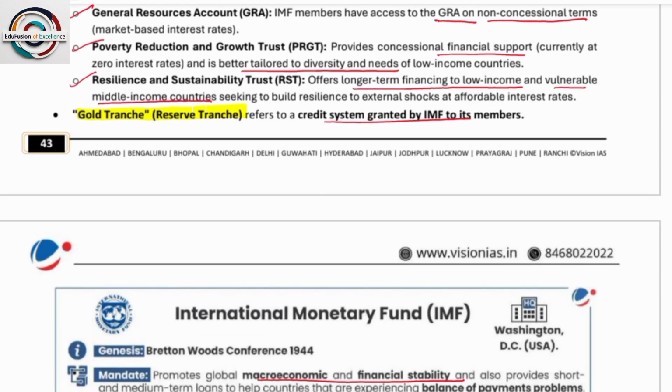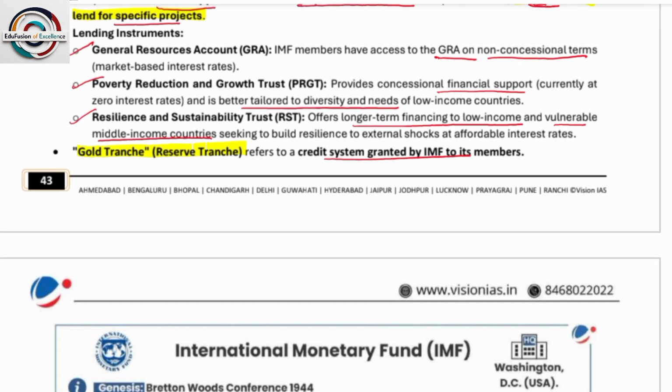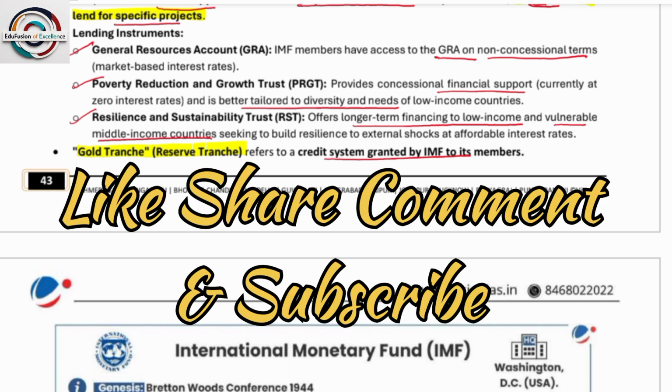One is gold tranche or reserve tranche. Reserve tranche refers to a credit system guaranteed by the IMF to its members. One is the reserve tranche.